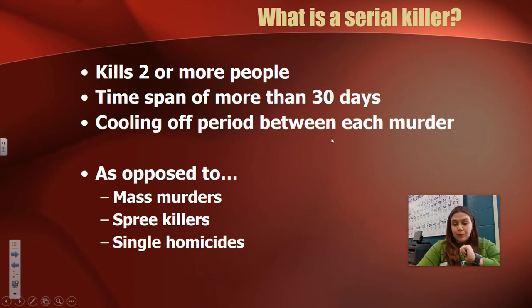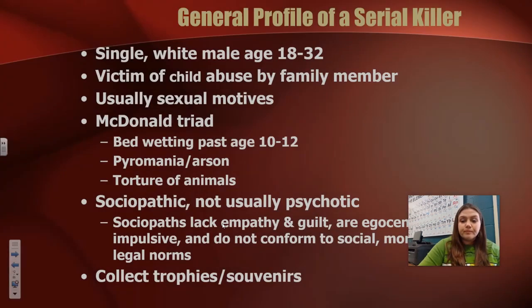There's generally a cooling off period between each murder. So they kill someone, they wait a while, premeditate, plan, and then kill someone else. As opposed to mass murders, spree murders, which are kind of on a whim, and single homicides. None of those are a serial killer.